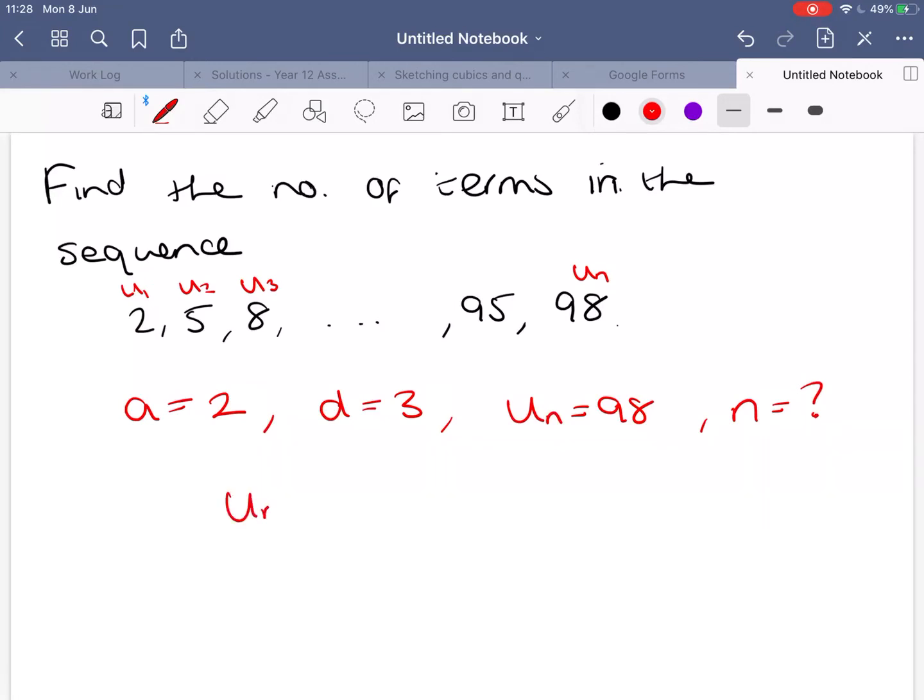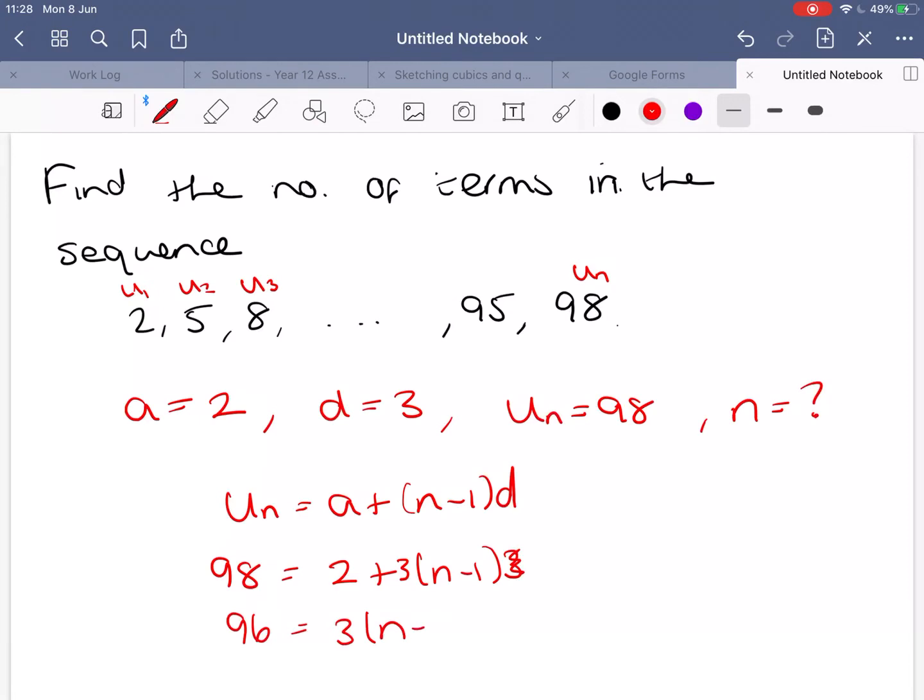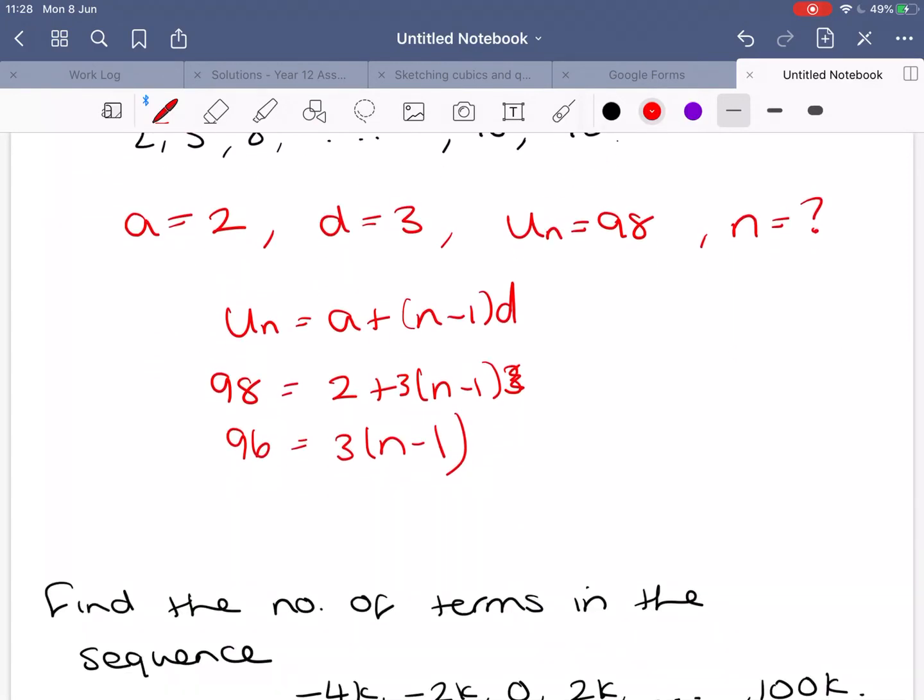So I write my equation: a plus n minus 1 times d, and I substitute what I know. I know 98 is my nth term, my last term. My first term is 2, n minus 1 times 3. It's quite nice to put that in front rather than at the end, because we tend to write numbers in front of brackets. And it's a very simple equation to solve. Take away 2 from both sides and you get that, and then divide by 3 and you get 32 is n minus 1, so the number of terms is 33.